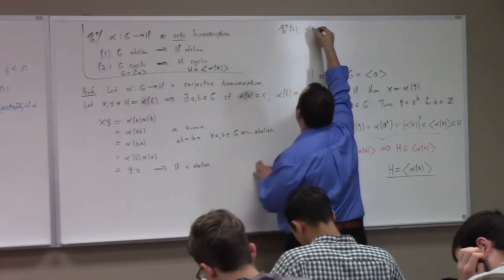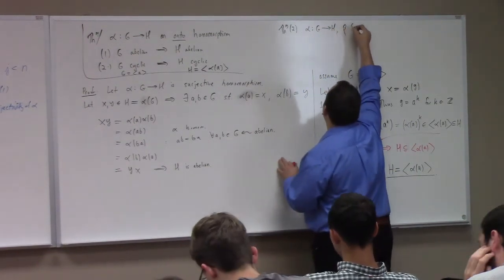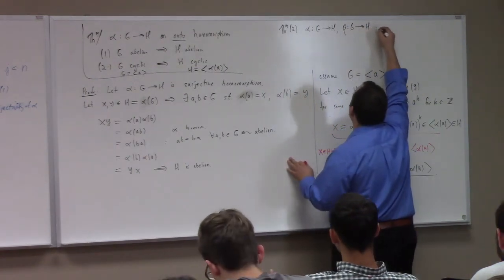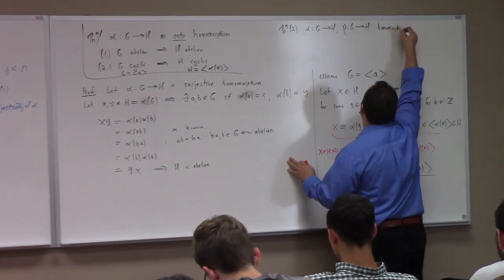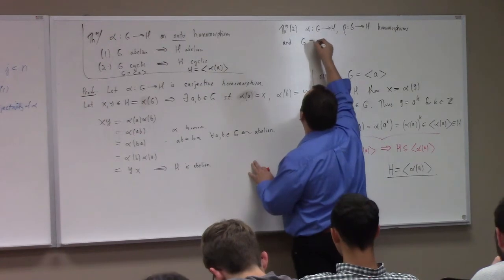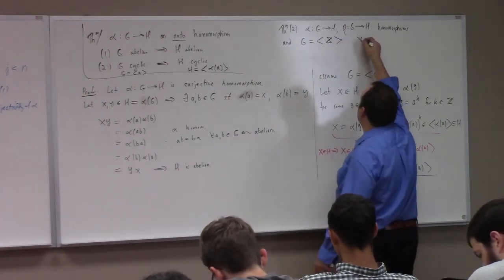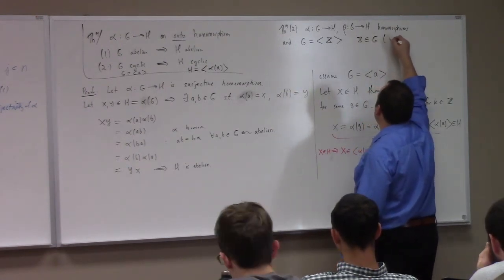What he does is he studies alpha from G to H and beta from G to H. He tells us that both of these are homomorphisms, right? And he says that G is generated by X. So here, X is some subset of G. It's called a generating set.